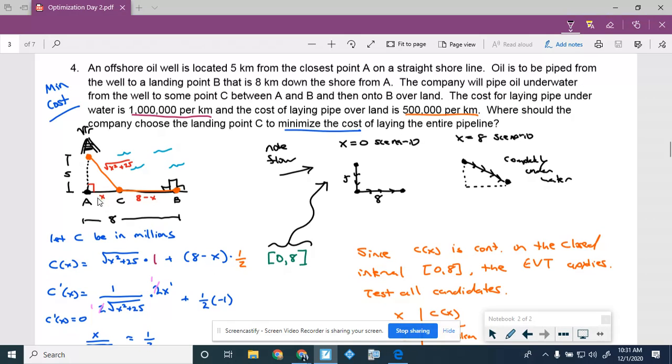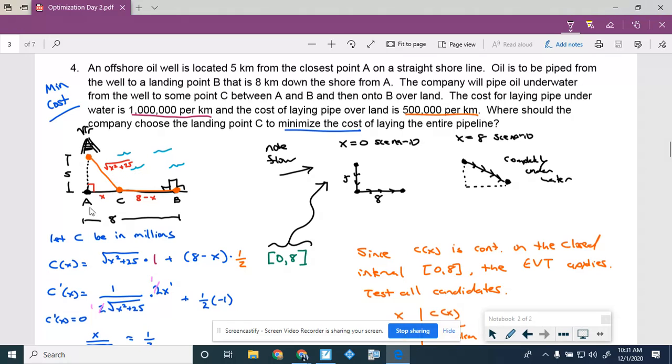And now it turns out just by me labeling AC x here, everything else now gets labeled for me. So in other words, if this is x and this whole distance from A to B is 8, then CB must be 8 minus x. So that's pretty easy. And this also is pretty easy because this is a right triangle. So the Pythagorean theorem: leg squared plus leg squared equals hypotenuse squared. So x squared plus 5 squared equals c squared. Solve for c, you're going to get the square root of x squared plus 25.